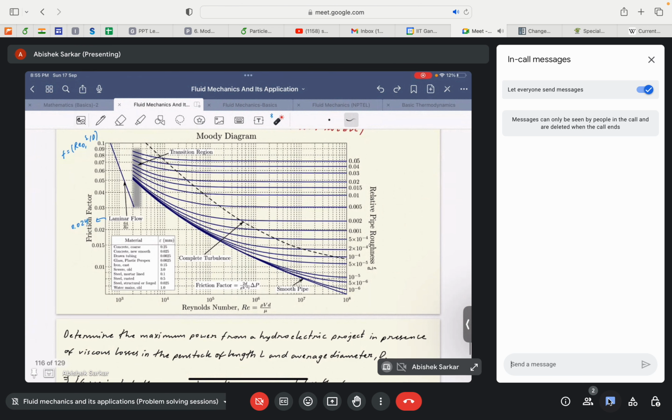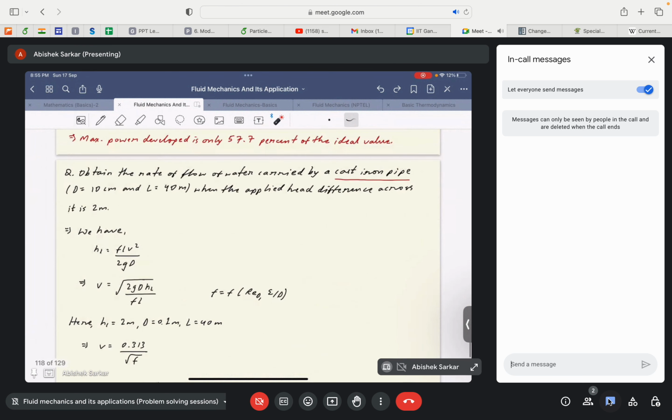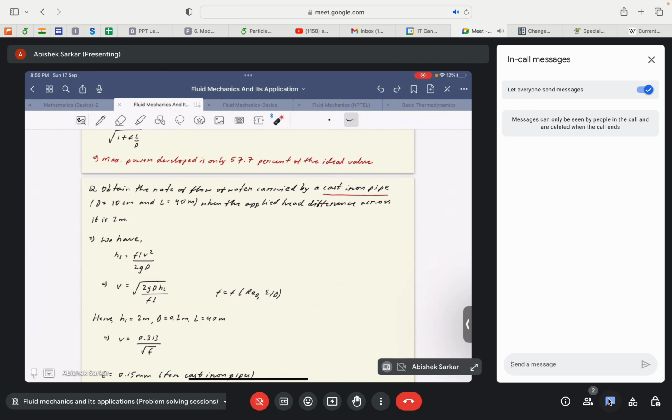So okay, I guess I'll skip this example, maximum power. I guess this can be done. So this is again interesting. Okay. The question is: obtain the rate of flow of water carried by a cast iron pipe. Diameter is 10 centimeter and length is 40 meter, when the applied head difference across it is 2 meter. Okay. See, this is again an interesting question.